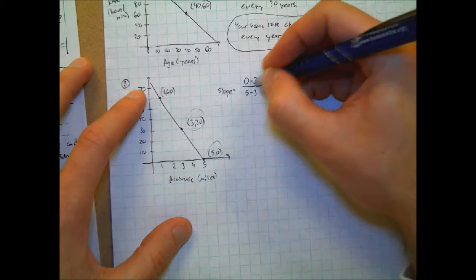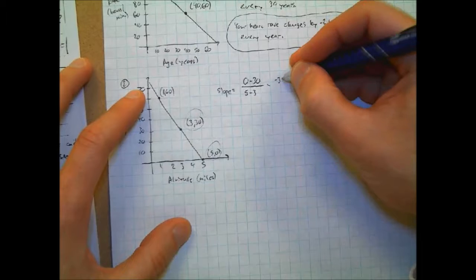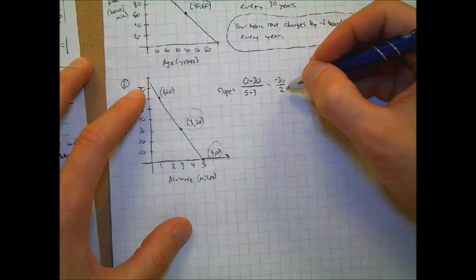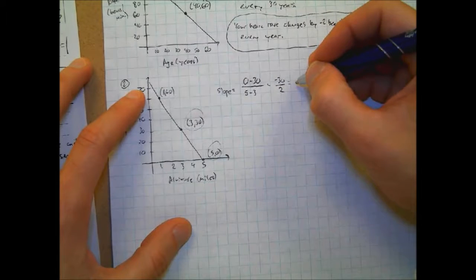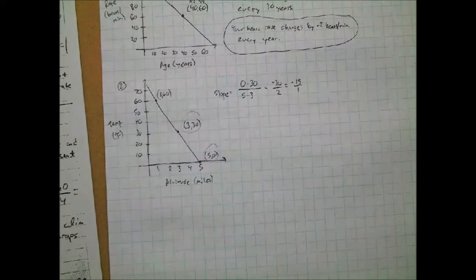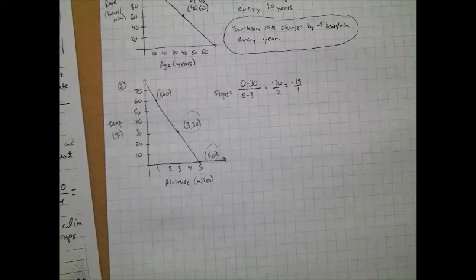Okay, 0 minus 30 is negative 30. 5 minus 3 is 2. Okay, let's go ahead and simplify this time. You get negative 15. I'm going to put it negative 15 over 1 because I think it's helpful to have the 1 on the bottom there to see the different labels and things, all right? Very good. Thank you, Tyler C.